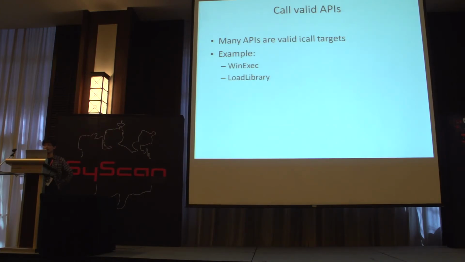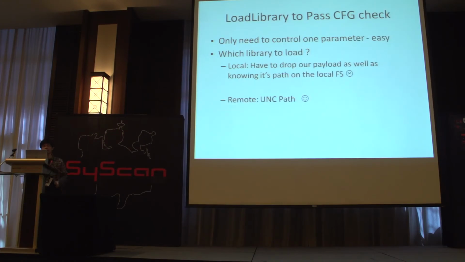As we introduced before, CFG has a bitmap which serves like a whitelist to indicate whether a function is a valid indirect call target. And many Windows APIs are in this whitelist, for example, WinExec, LoadLibrary, ZwContinue. If we overwrite the function pointer with these valid APIs, then we can bypass the CFG check. Here's an example using LoadLibrary to bypass the CFG check. In order to call LoadLibrary, we need to give a path to it, and we can use a UNC path here.